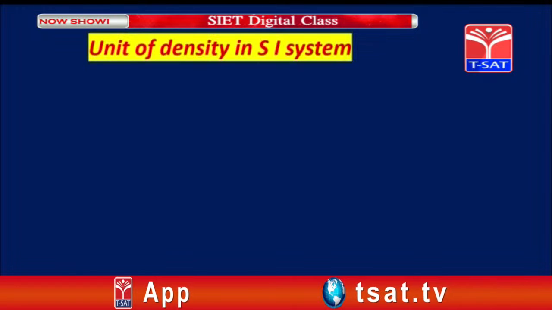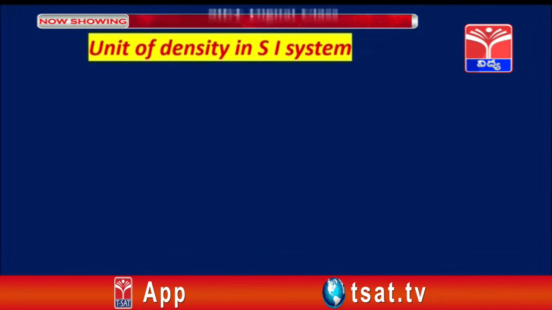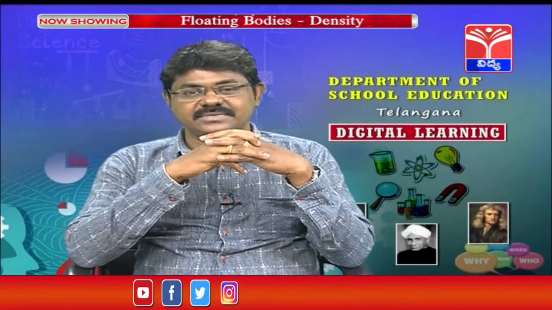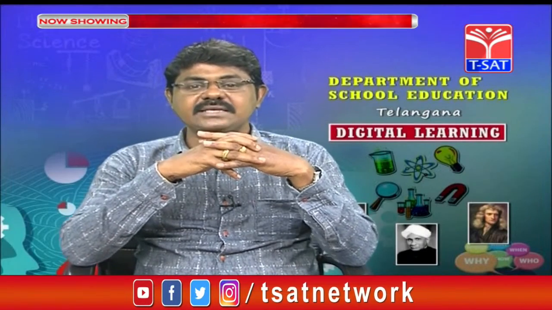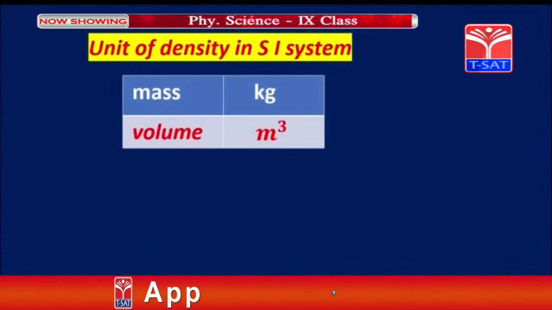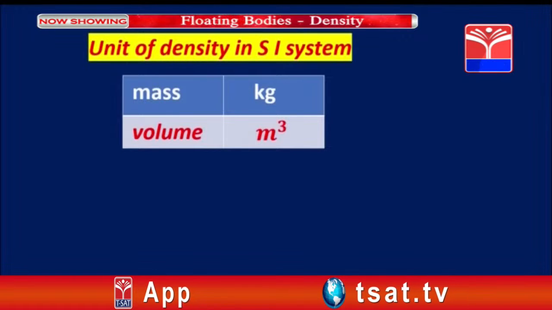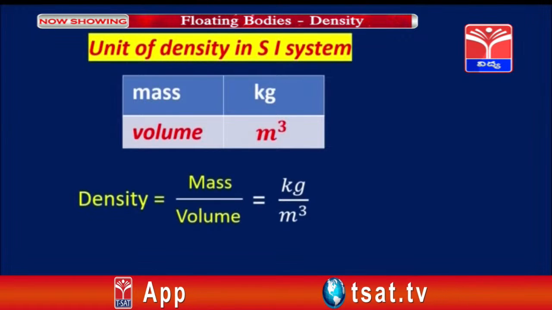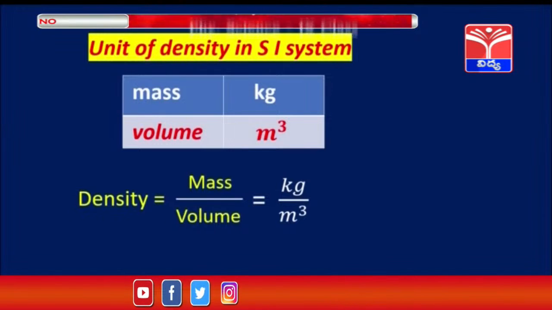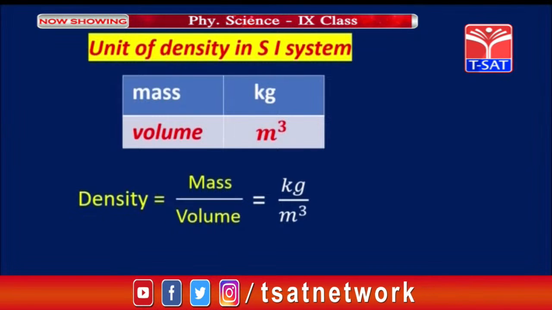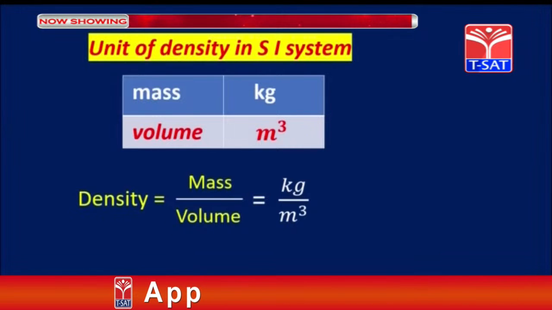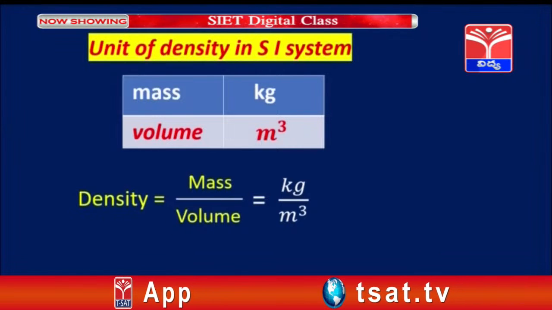Now what are the units of density in the SI system? To understand any physical quantity we need the unit. Understanding completely the physical quantity is the unit itself. So mass is usually measured in kilogram in the SI system and volume is measured in meter cube, and the density formula is mass by volume. So the unit for density in the SI system is kilogram per meter cube.